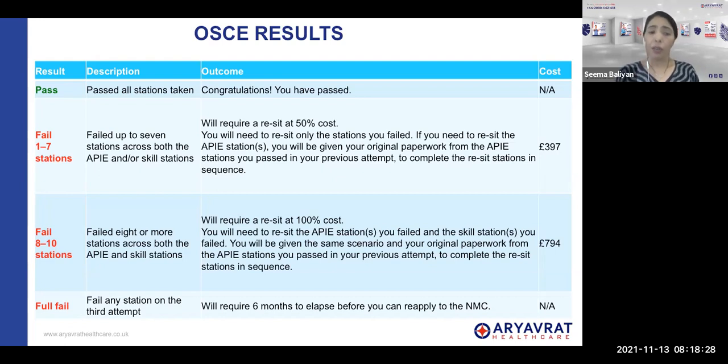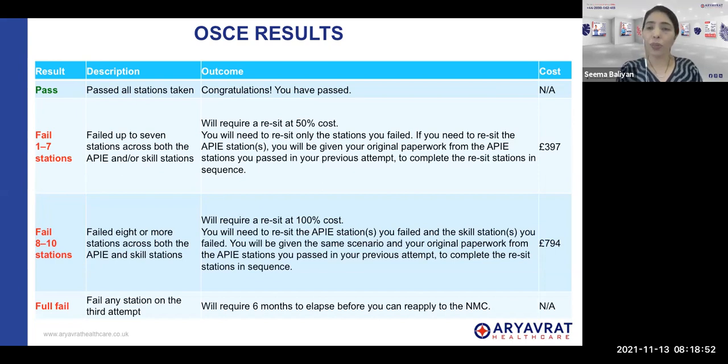A full fail is someone who has failed 3 times. So you get 3 attempts to pass the OSCE. If someone has failed in all 3 attempts, then that is a full fail, and your application is closed, and you will have to wait for 6 months to restart a new application, and then you will have the new set of 3 attempts that you are going to get.